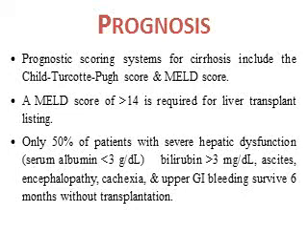Prognosis. The prognostic scoring system of cirrhosis includes what's called Child-Pugh classification and MELD score. A patient with a MELD score more than 14 requires liver transplantation. Only 50% of patients with severe hepatic dysfunction, which means serum albumin less than 3 grams per deciliter, bilirubin more than 3 milligrams per deciliter, the presence of ascites, cachexia, encephalopathy, and upper GIT bleeding, survive 6 months without transplantation. So for those patients, transplantation is mandatory.